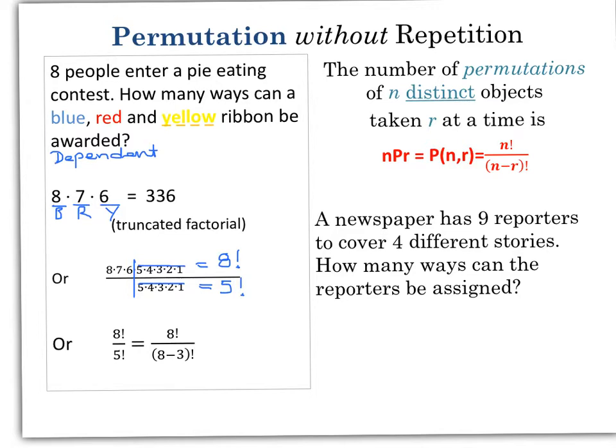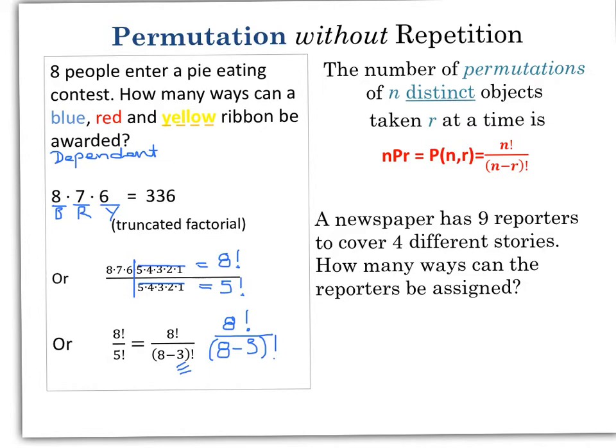So what's really happening here is we have the 8 people that are in our sample space, and we are going to subtract from those 8 people the number of places we want to fill. There were 3 places, blue, red, and yellow ribbon. So that's where that 3 came from. And that's what gave us the 8 factorial divided by 5 factorial. So we have a name for this, or I should say a notation for this.